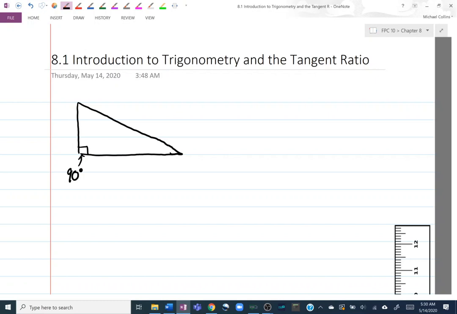So if I forget to draw the little symbol in the corner, 90% of the time it's meant to be a right angle triangle anyway. Non-right angle triangles shouldn't be close. I'm not trying to trick you in any way.